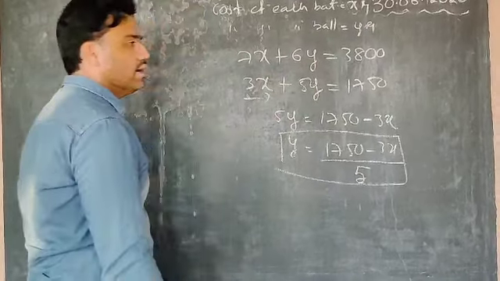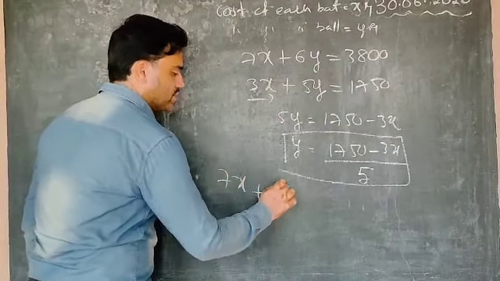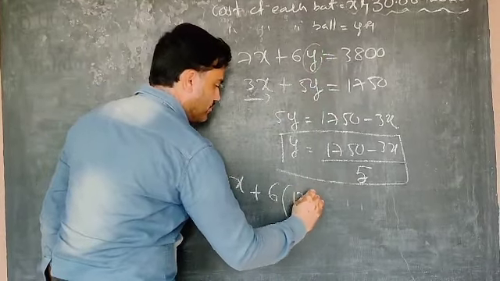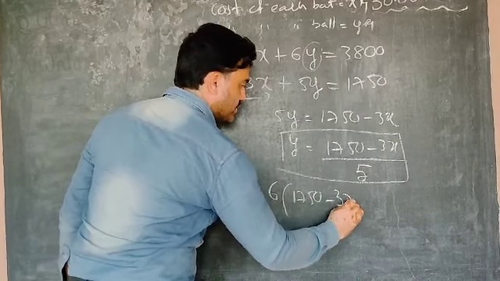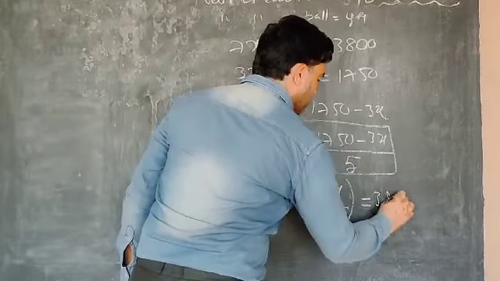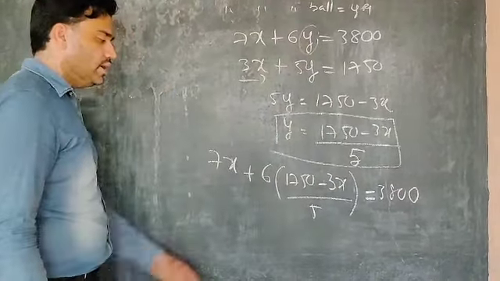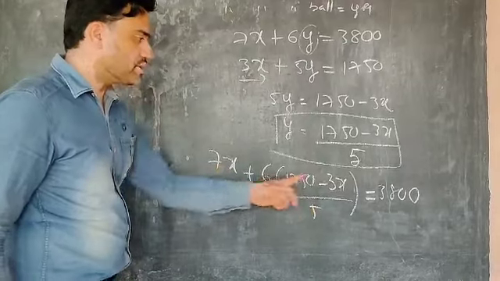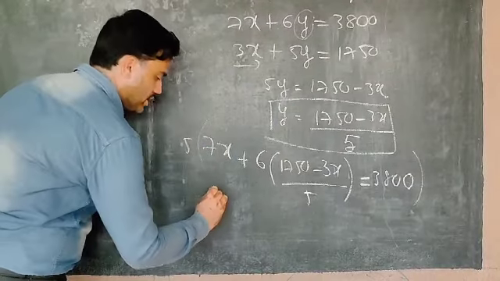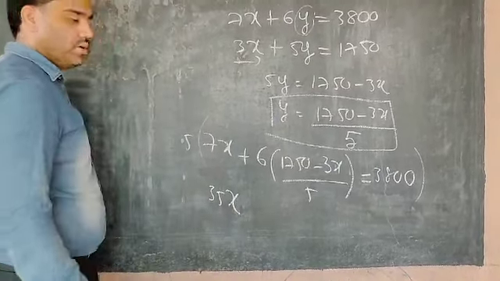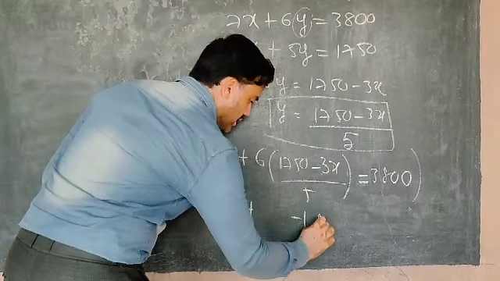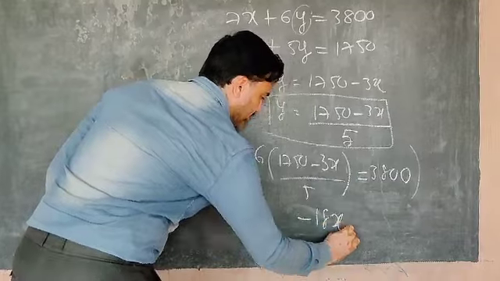Okay, now let us take the first equation, that is 7x plus 6y. What do you have here for y? y we calculated: (1750 minus 3x) by 5, and that is equal to 3800. What is the LCM here? 5. So the whole equation is multiplied by 5. 5 sevens are how much? 35x. The 5 gets cancelled. Now multiply by 6: that is 6 into minus 3, minus 18x.